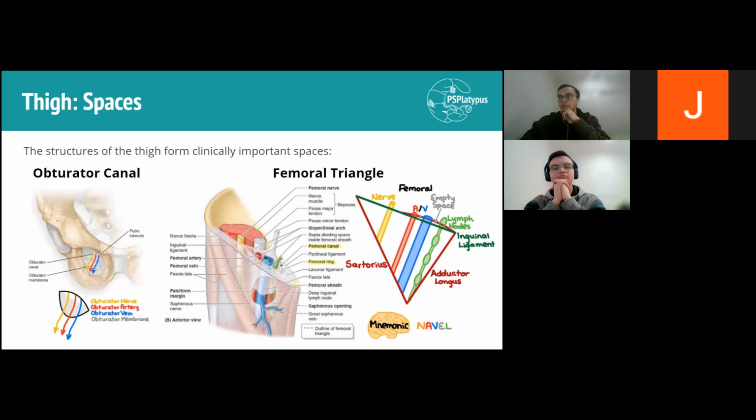And you've also got a very important nerve here, the femoral nerve, and they're all trying to go from up in the pelvis down into the leg. And the way they do that is through the femoral triangle. That's the area they're going to pass through.